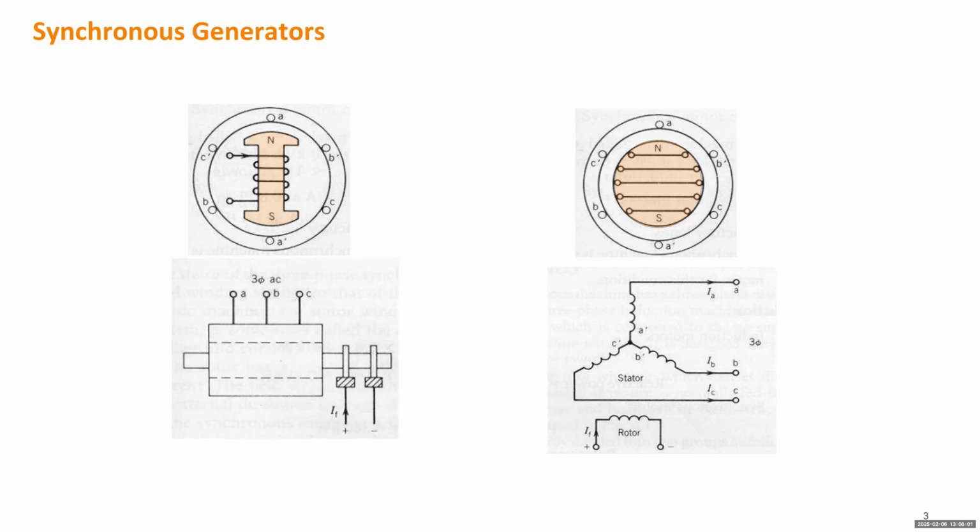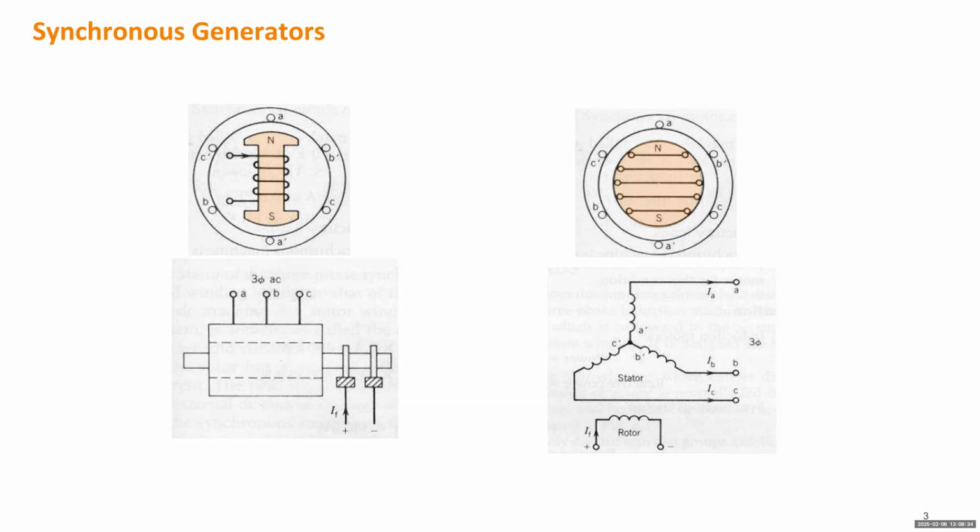Let's talk about the two types of synchronous machines or synchronous generators. The first type is called the salient pole rotor generator on the left-hand side, and the second one is called the round rotor generator on the right-hand side. You can tell the difference between the shapes of the rotor. If we take a look at the cross-sectional area of the rotor, for the first type there's an obvious air gap between the rotor and the stator.